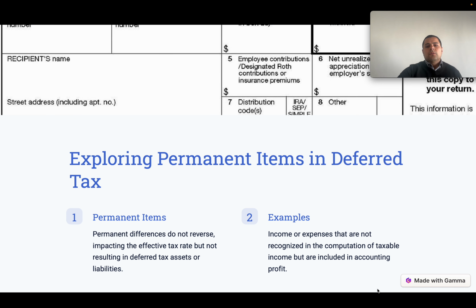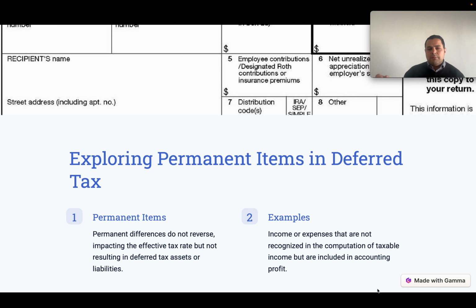Good. So let's explore the permanent items in deferred tax. Permanent items do not reverse. That's important for you to remember. They do not reverse, impacting the effective tax rate, but not resulting in deferred tax assets or liabilities. What's the logic of that? Those permanent items do not reverse. So you're not going to have an expense on your P&L that you will deduct in the future.